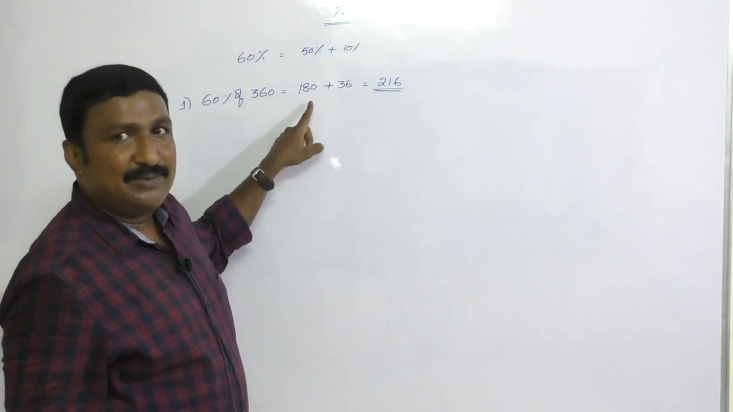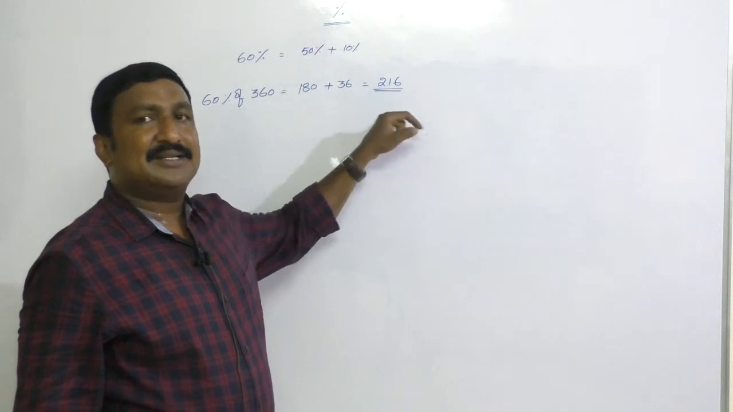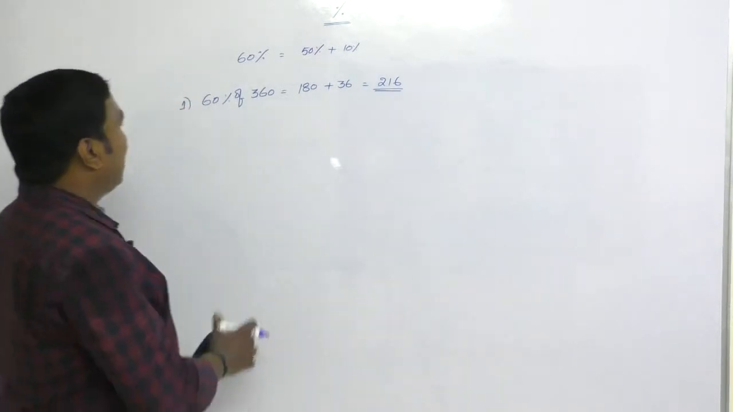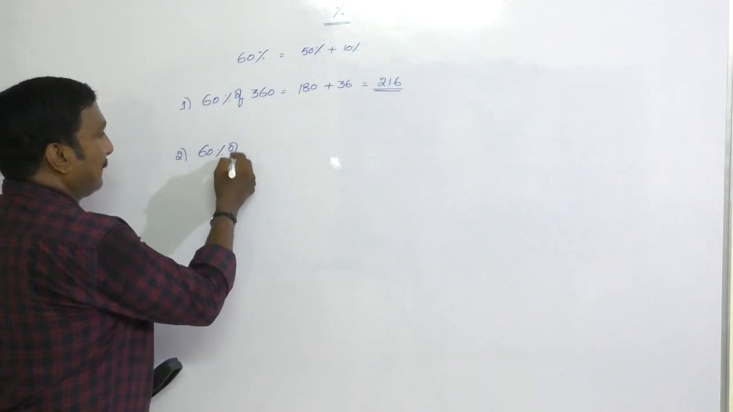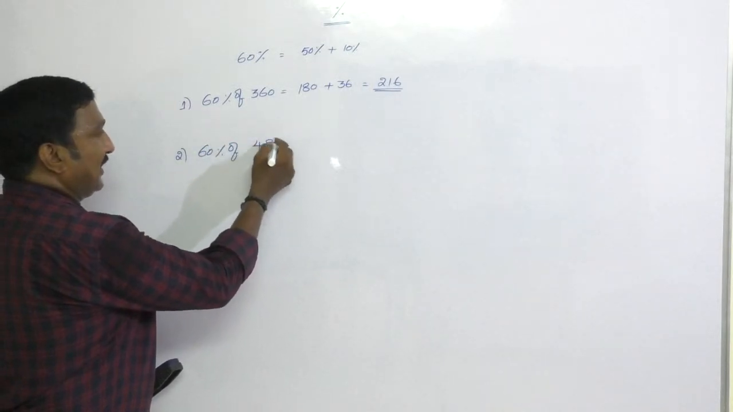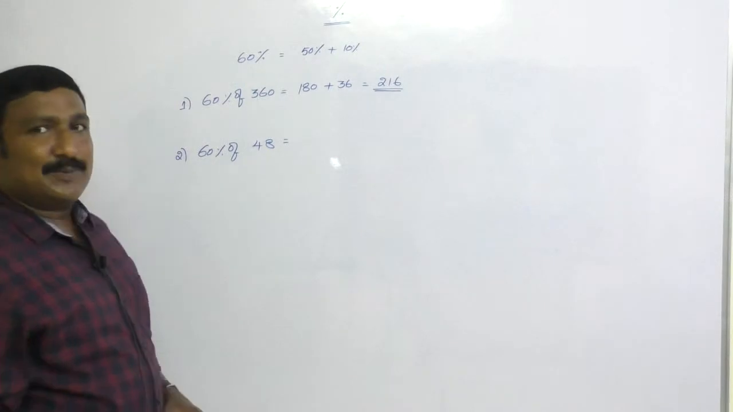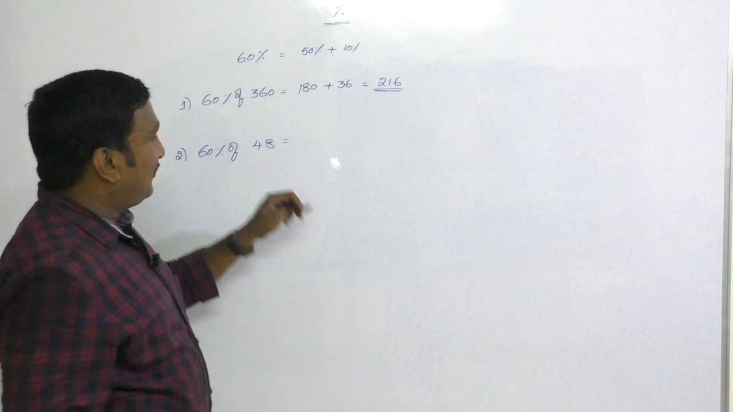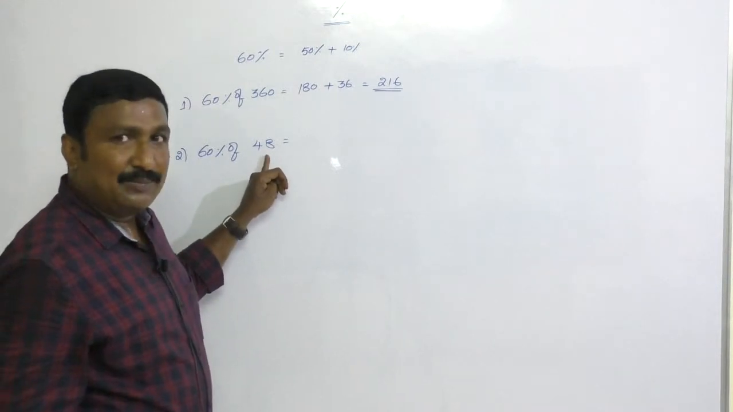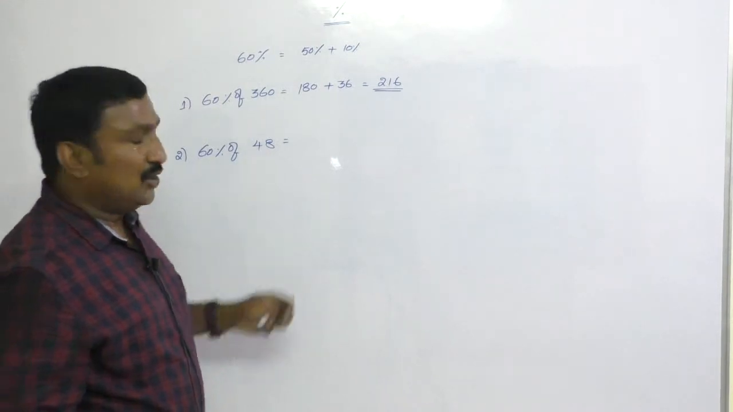Okay now friends, 60% is nothing but 50% plus 10%. 50% of the number is nothing but half of the number plus 10%. Right? Suppose 60% of 48. So what is the 60% of 48? So first you have to calculate 50%. 50% is nothing but half of this number. Half of this number is nothing but how much? 24.